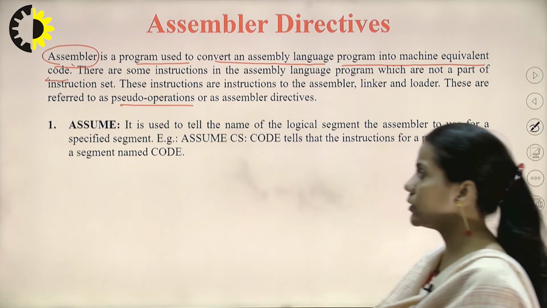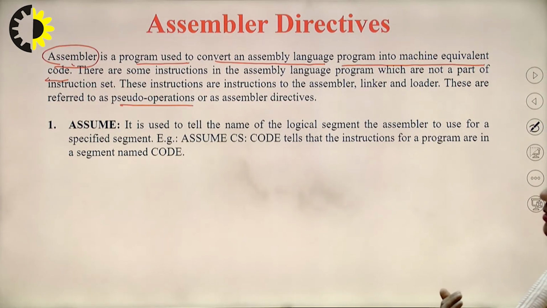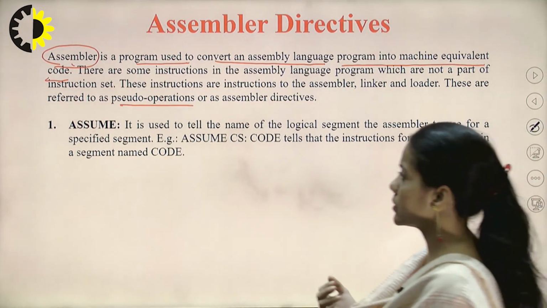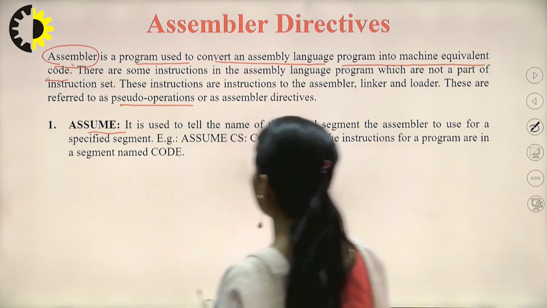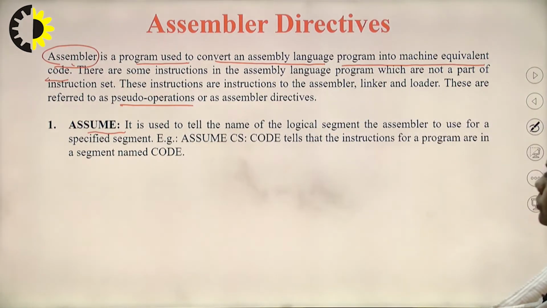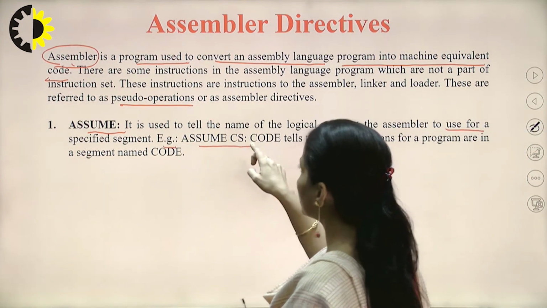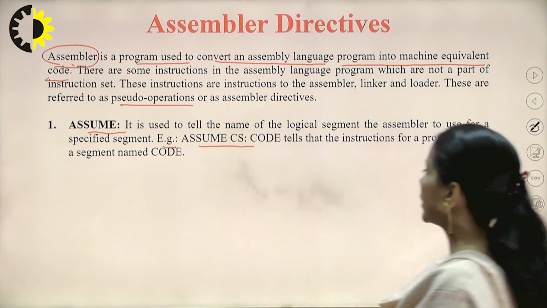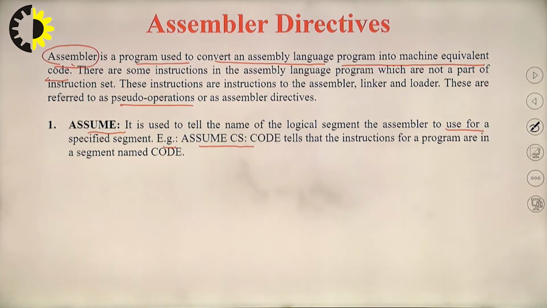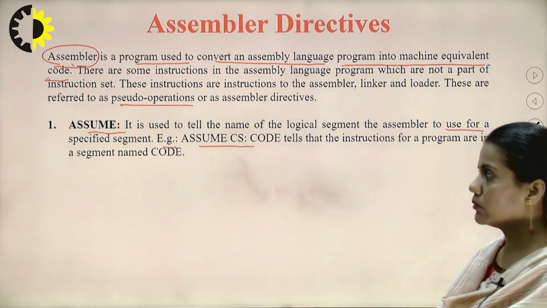So first of all, the very first assembler directive for 8086 is ASSUME, and it is used to tell the assembler the name of the logical segment to use for a specified segment. Example, ASSUME CS colon code. It tells that the instructions for a program are in the segment named code.